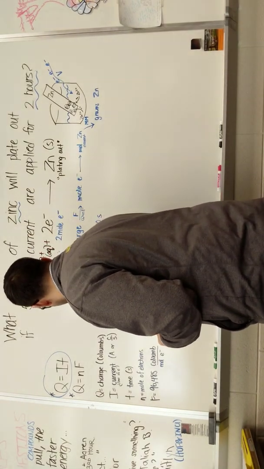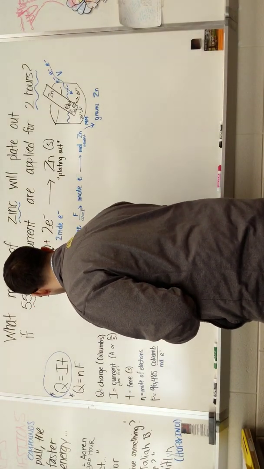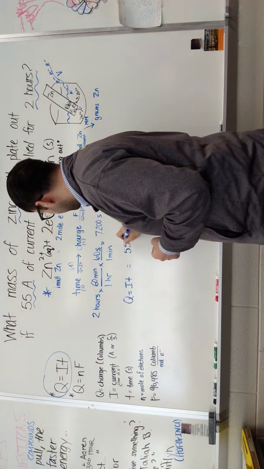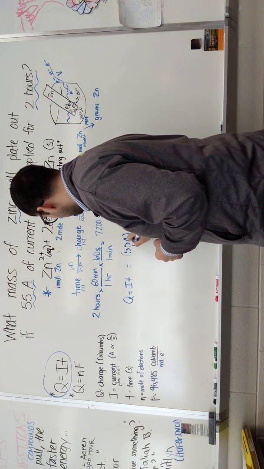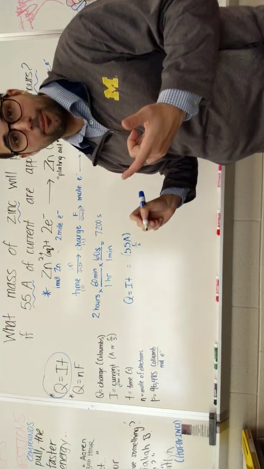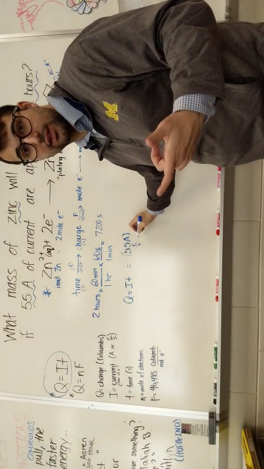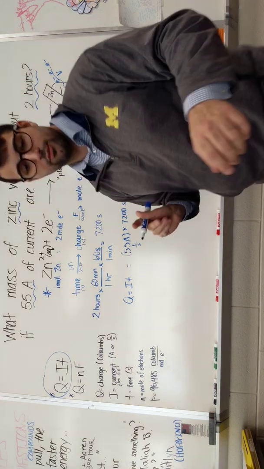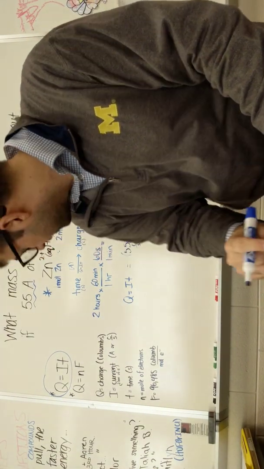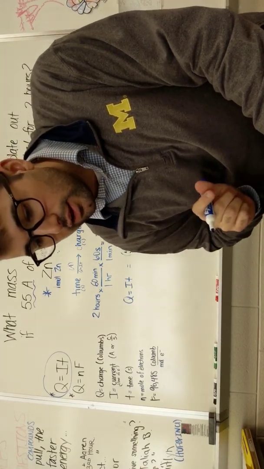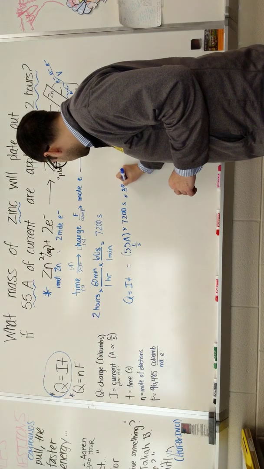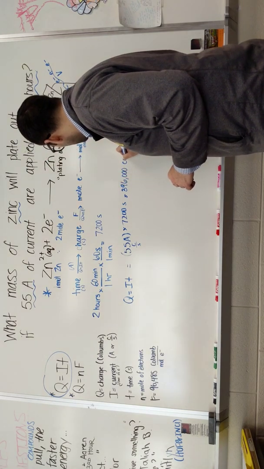So I could do Q equals IT, where I is 55 amperes, which is the same thing as saying a coulomb per second. An ampere is a coulomb per second, so my seconds can cancel out, times 7,200 seconds. So multiply that by 55, and I get 396,000. So 396,000 coulombs.